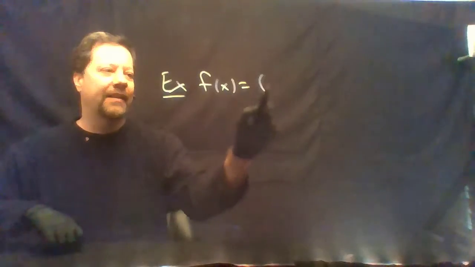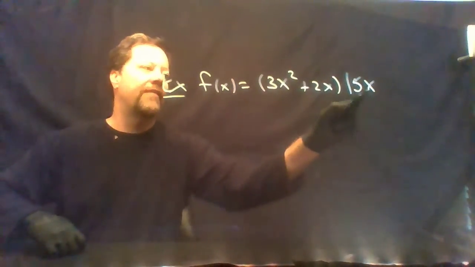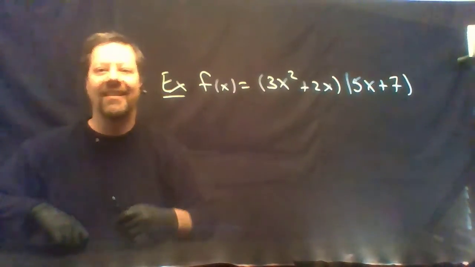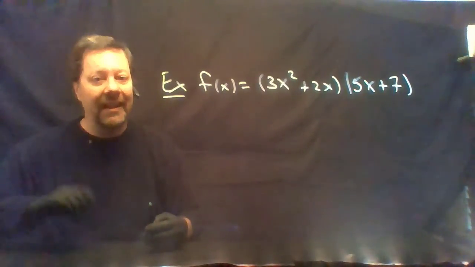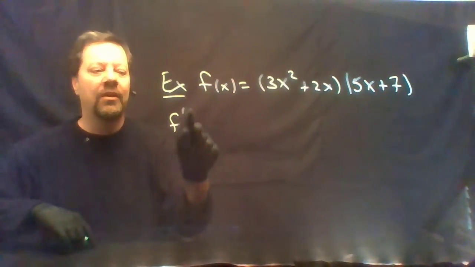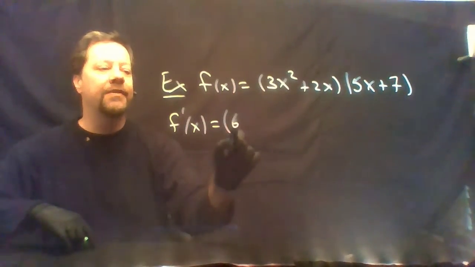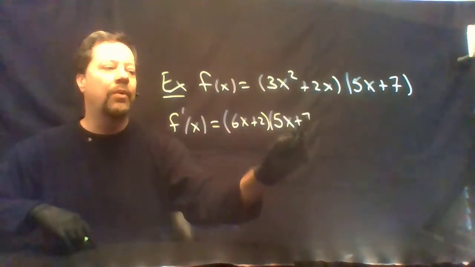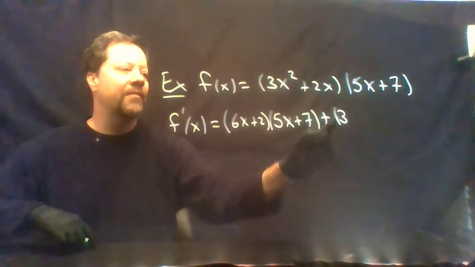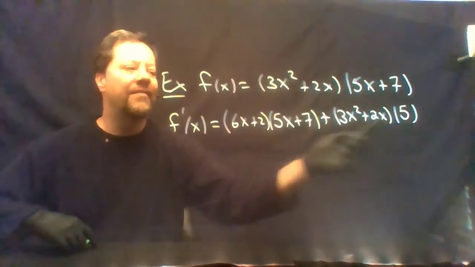Let's suppose that f of x is (3x squared plus 2x) times (5x plus 7). Now, I could go through all the trouble of foiling this out and then calculating the derivative, or I can calculate the derivative directly. It's the derivative of the first factor times the second factor left alone plus the first factor times the derivative of the second factor.